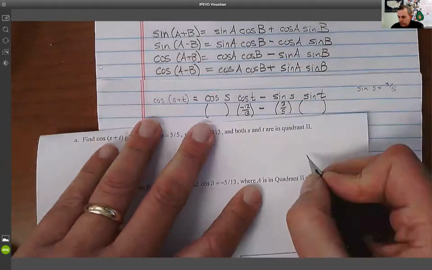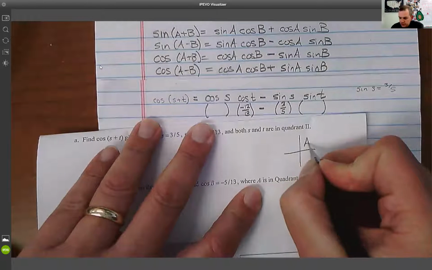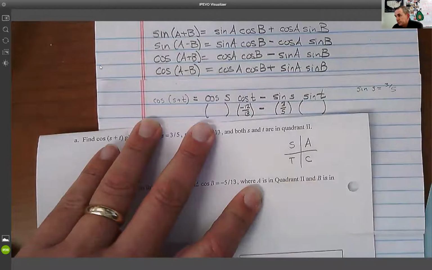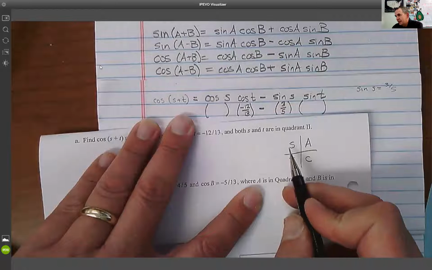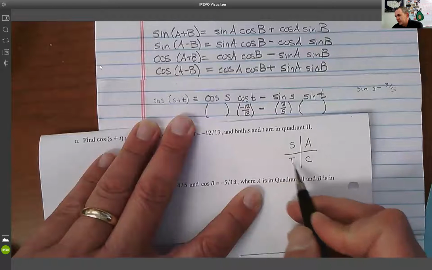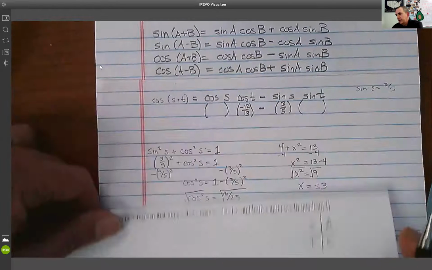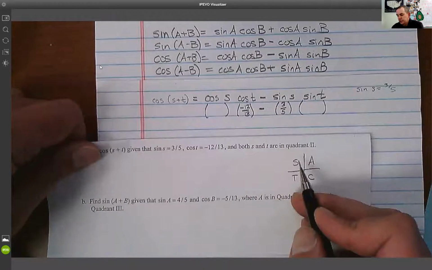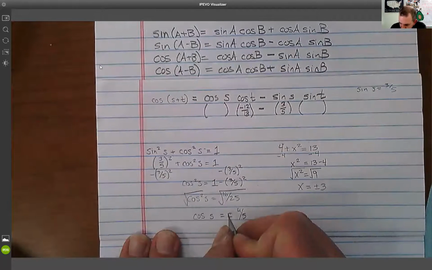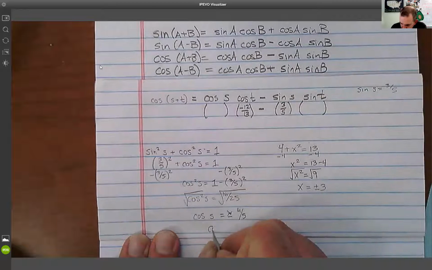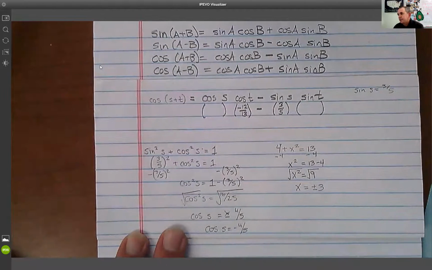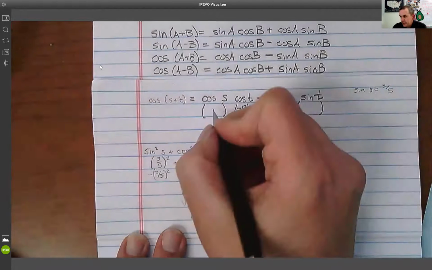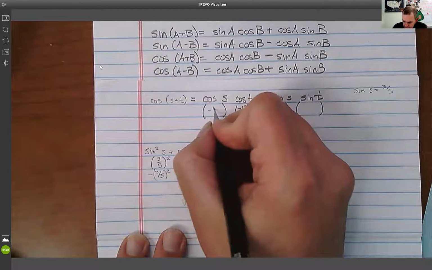Because if you think about it, remember our rule, quadrant 2, all seniors take calculus. Everything is positive in quadrant 1, only sine is positive in quadrant 2, tangent's positive in quadrant 3, cosine's positive in quadrant 4. I've got a cosine in quadrant 2. That tells me that this guy is the negative. So I know that cosine of s is negative 4/5. So what that tells me is that this guy here is going to be negative 4/5.